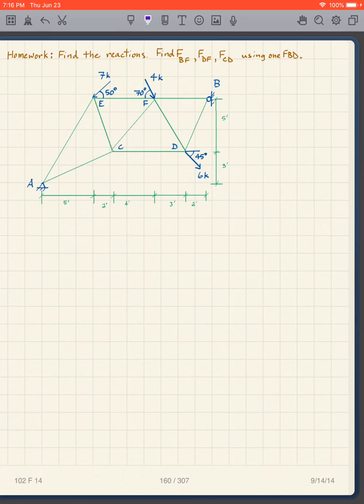And another one, again, find the reactions. I'm making you do this simply because it's necessary to get really good at this, and the more you do this, the better you are. Of course, use cosine and sine, cosine and sine, cosine and sine. So find FBF, FDF, FCD. That should give you some ideas on how to do this free body diagram to find those.